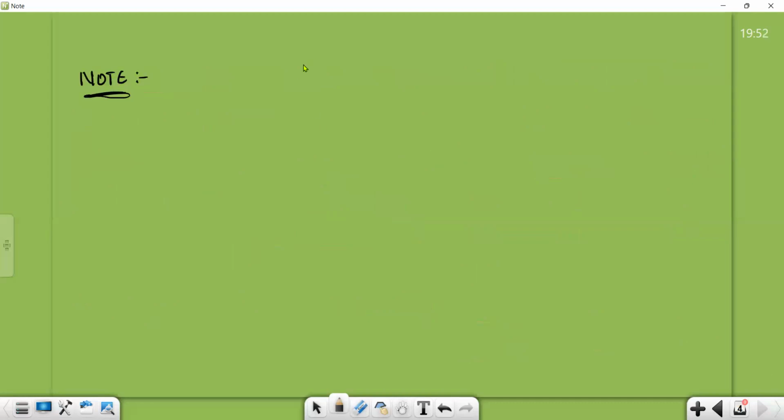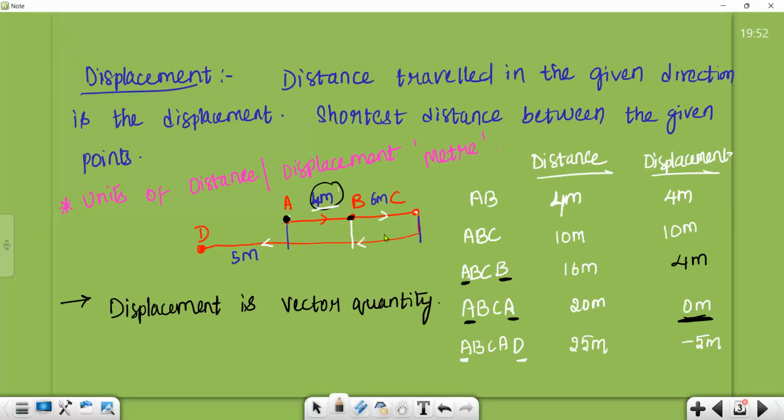If a body travels in such a way that it comes back to its starting position, then displacement is 0, but distance won't be 0. That is a very important point to note. For example, A to B, B to C, C to A. From A it came to A again. It travels a total of 20 meters distance, but displacement is 0.